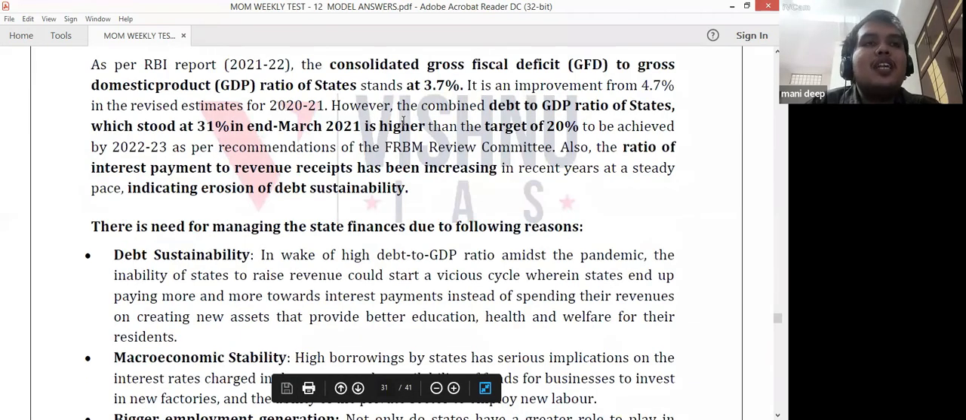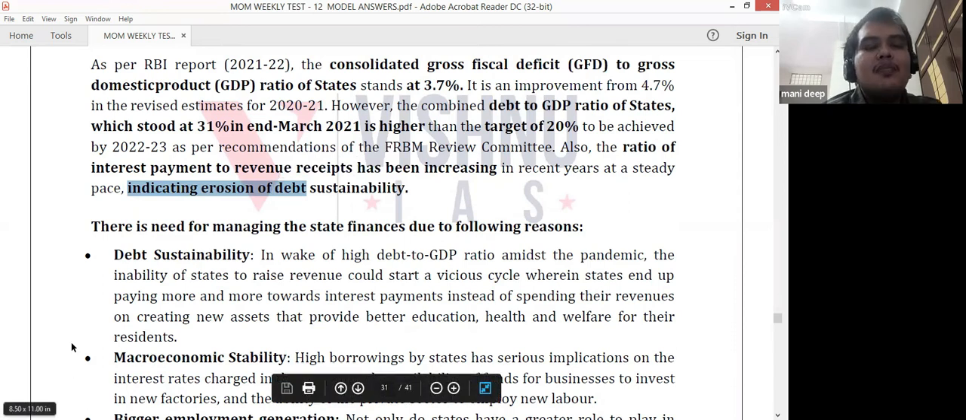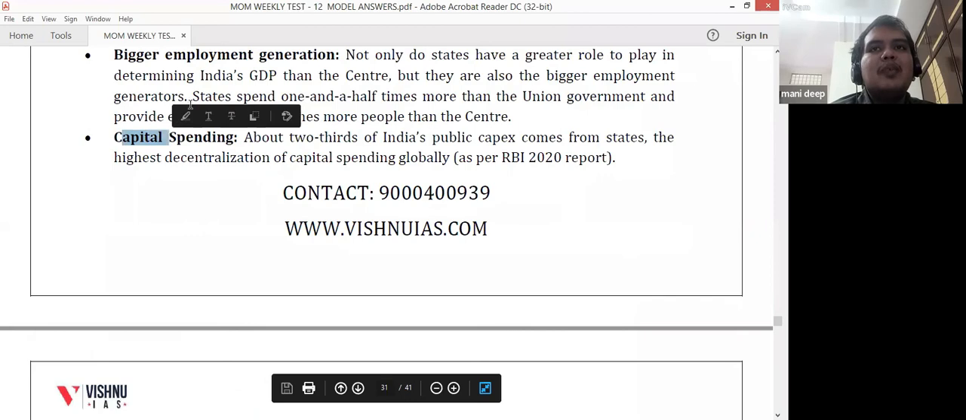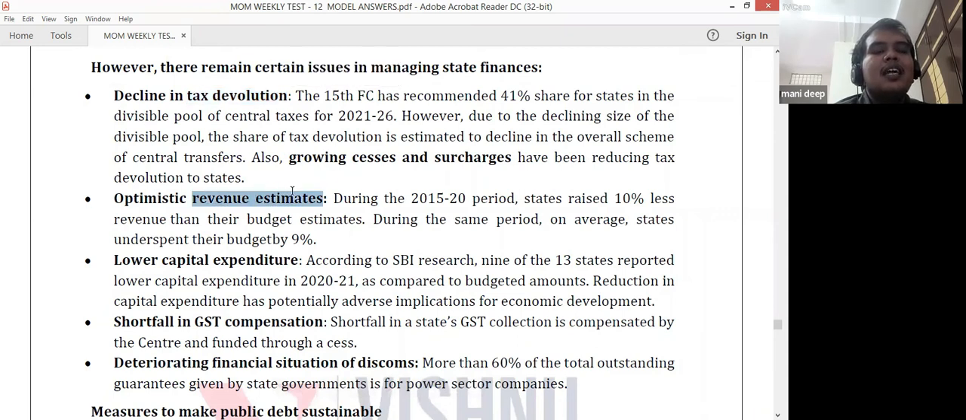So first you should write out what is debt sustainability, and you can write regarding gross fiscal deficit, then debt to GDP ratio, and debt indicating erosion of debt sustainability. Then you should write about reasons for managing state finances: macroeconomic stability, debt sustainability, capital spending, employment generation. And you can write about what are the issues. One is regarding reduced tax devolution. Then revenue estimates are also very poor. Then capital expenditure is very poor.